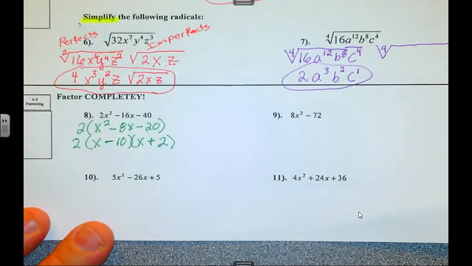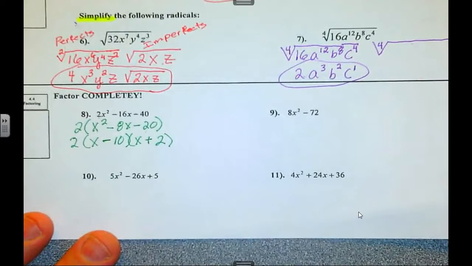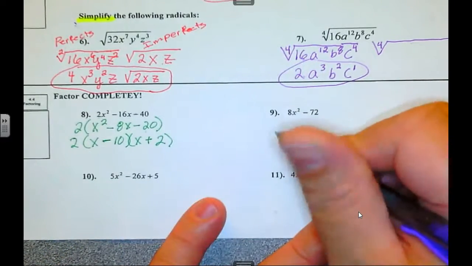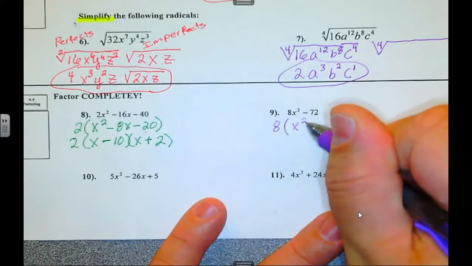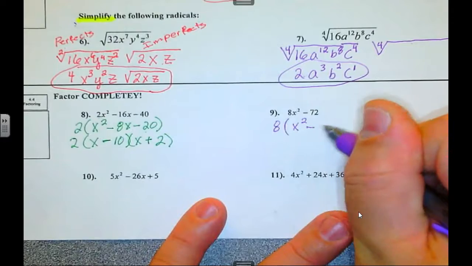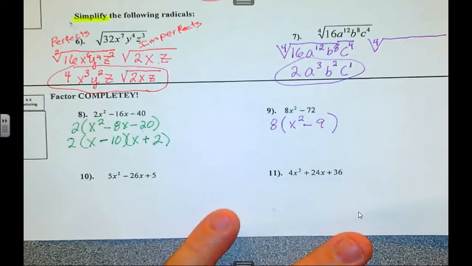How about number 9? What do I do first? Factor out an 8. Good, Sabrina. X squared minus 9. Okay, now, Jacob.